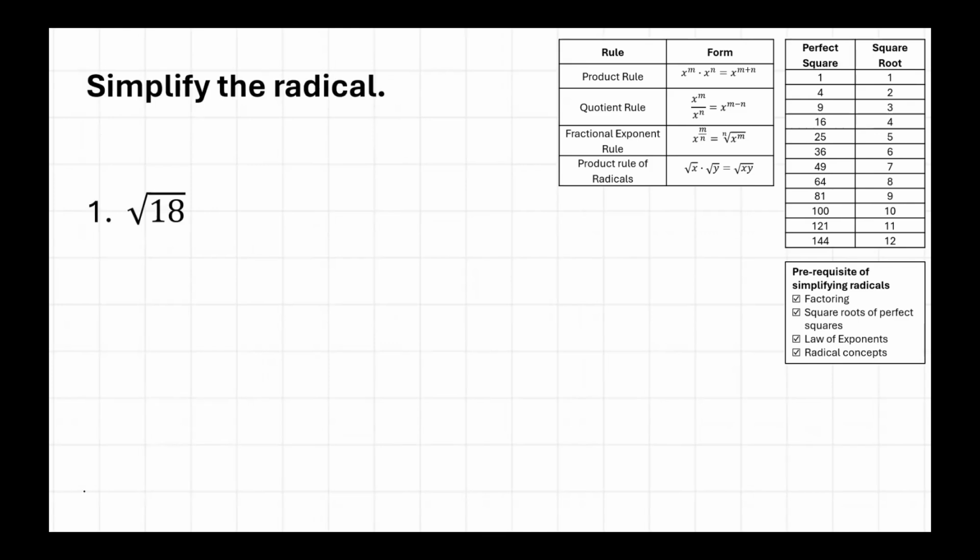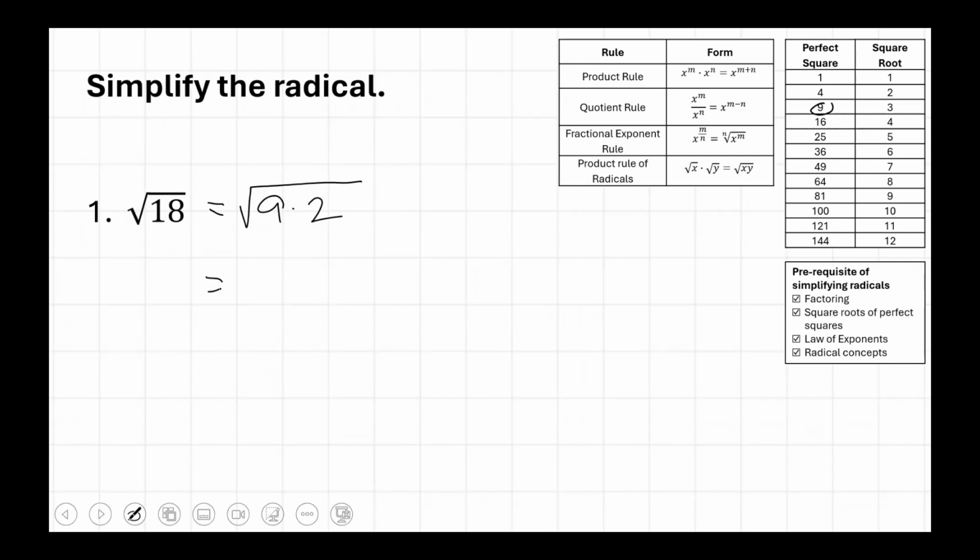Let's start. And we have our question number one, square root of 18. So first thing that we need to do is to factor it out, since 18 doesn't have any square root, but it has a factor that is a perfect square. So looking at our table here, we have 1, 4, 9, 16, and we know that 9 is a factor of 18. So we can rewrite our 18 into 9 times 2.